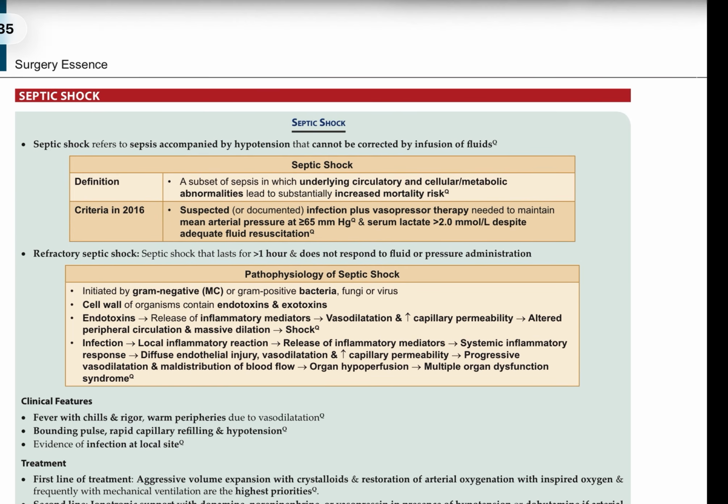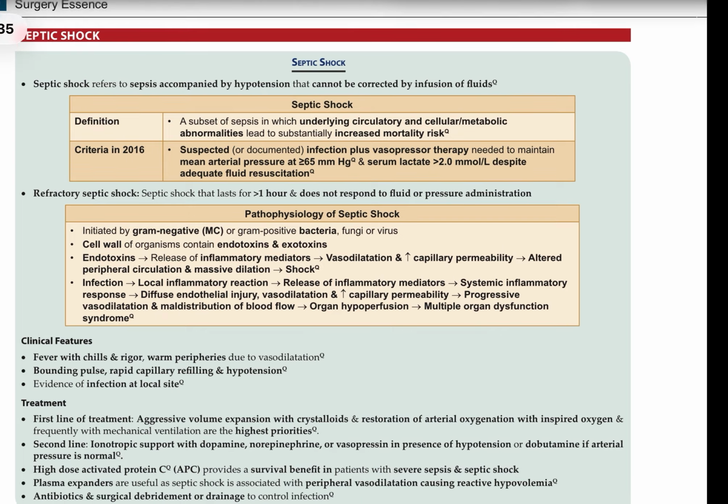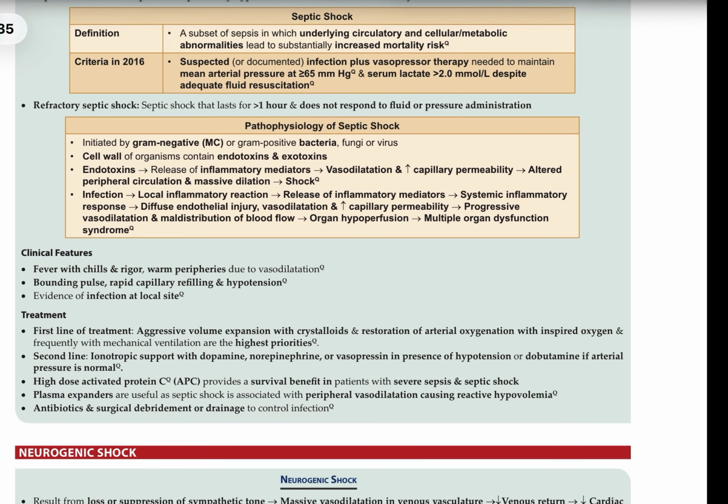Next comes septic shock. Septic shock refers to sepsis accompanied by hypotension that cannot be corrected by infusion of fluid. The pathology is like this: gram positive, gram negative, or any virus or fungi, producing endotoxin or exotoxin. The toxins cause vasodilatation, and capillary permeability will be more. So there will be dilatation in the peripheral circulation and shock will happen.